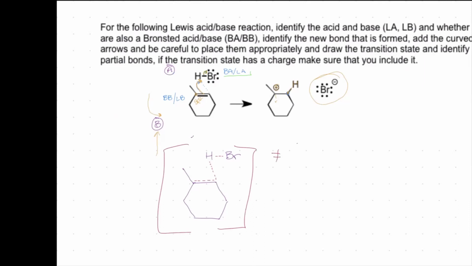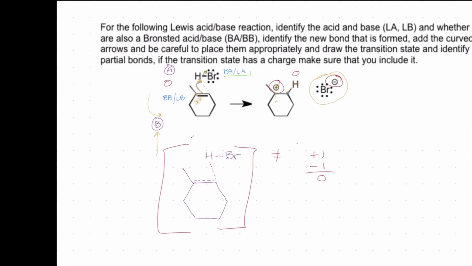And because our product has +1 - 1 = 0, we don't have to put any charge on this transition state. We have 0 here and 0 here. So there's no +1 or -2 or whatever. That doesn't exist here. Does that make sense?